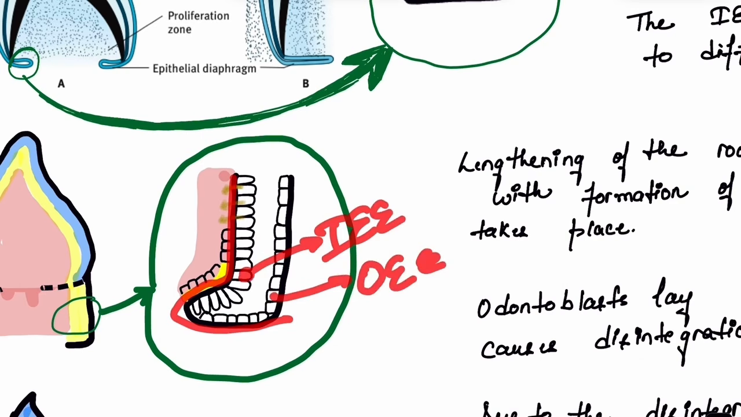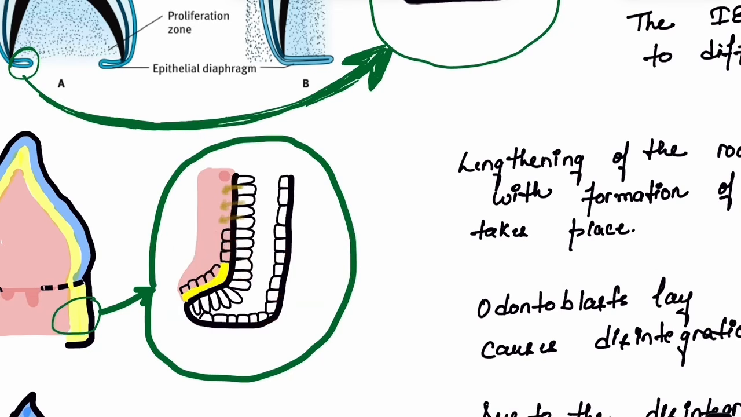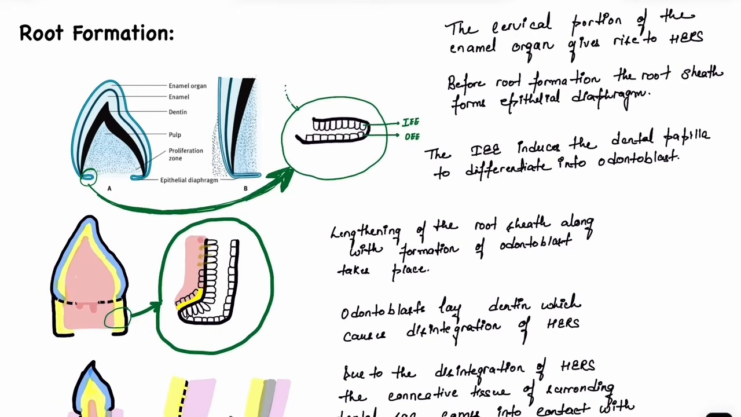Now what will the inner enamel epithelium do? Since this area is also dental papilla, it will induce odontoblast formation, and when it induces odontoblast formation, dentine will be formed. So this is what's written in here, that the inner enamel epithelium induces dental papilla to differentiate into odontoblast. Okay, lengthening of the root sheath along with formation of odontoblast take place. So this root sheath keeps growing downwards. Okay, and the dentine formation is happening simultaneously.